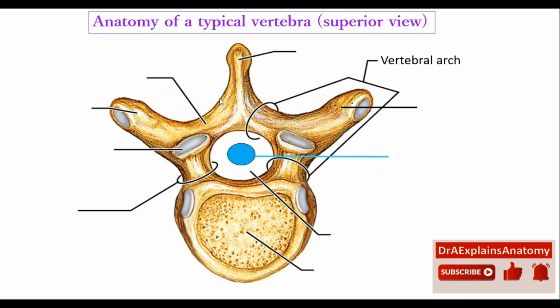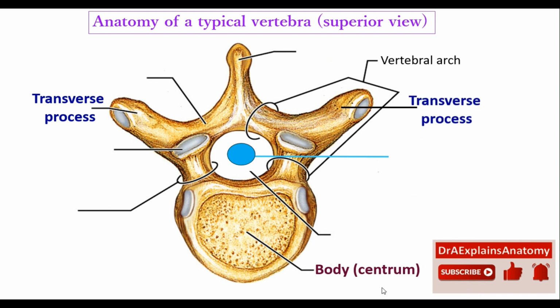Moving to the anatomy of a typical vertebra. So all vertebra, whether it's a cervical, thoracic, or lumbar vertebra, they have common features. This is the body right here, also called the centrum. This is the transverse process. As we said, we have 2 transverse processes per vertebra. This is the spinous process. We have 1 spinous process.